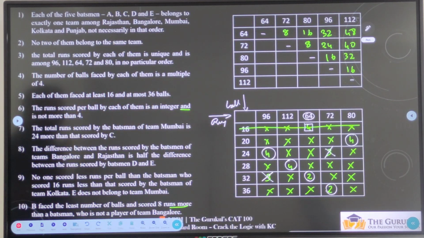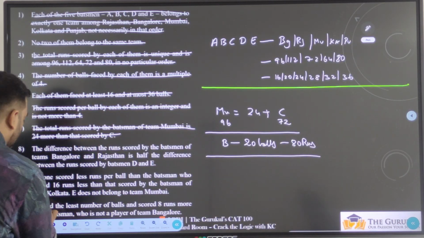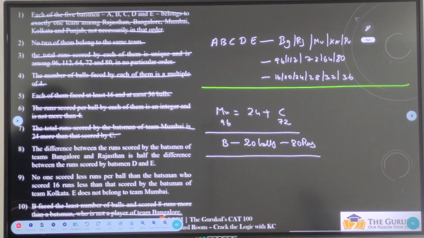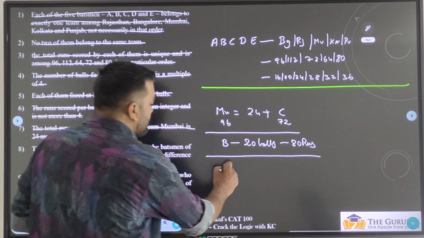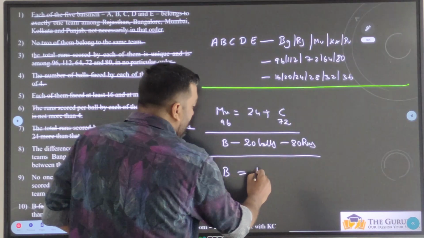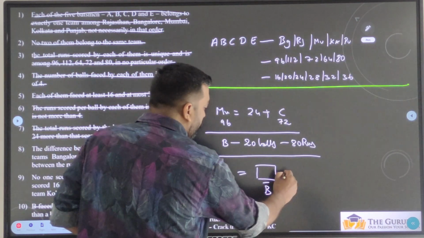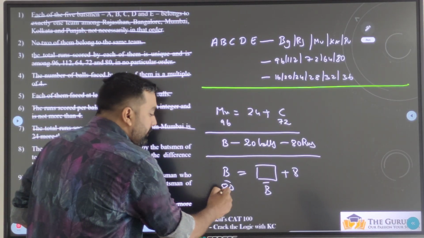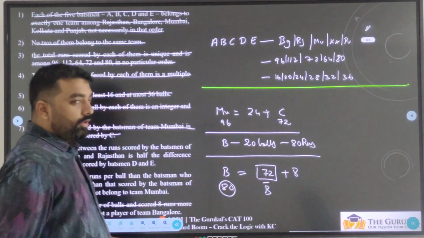Now clearly I know what runs are associated with what balls. That is, some part of the question is done. Okay, this is done. Okay, the second part is not done. Then B scored the least number, B faced the least number of balls, till there everything is good. Scored 8 runs more than a batsman. B scored some batsman who is not from Bangalore plus 8 runs. If B is 80, then definitely this value should be 72 only.